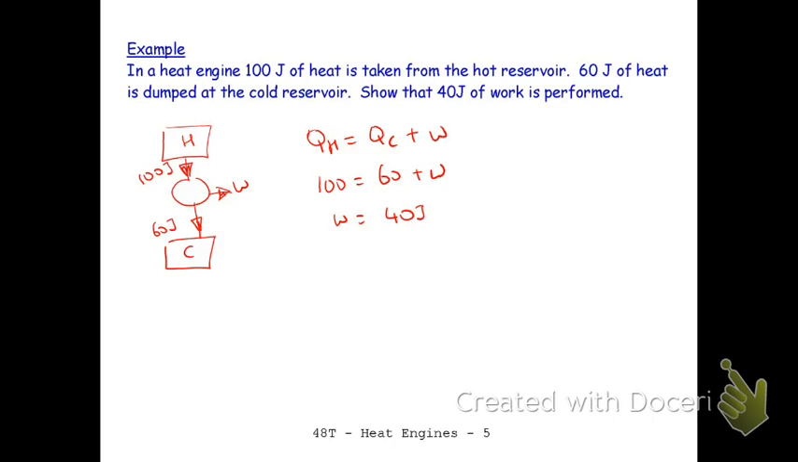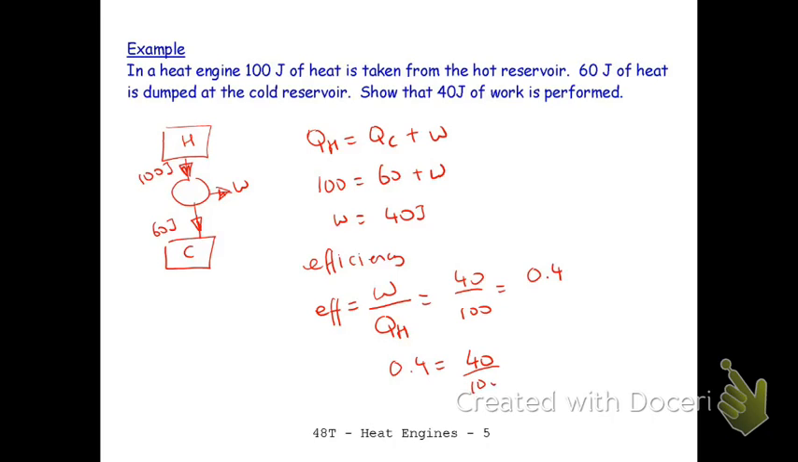Let's also do the next bit on this question. What's the efficiency? Efficiency is equal to what you get out over what you put in, which equals 40 over 100, which equals 0.4. And if I want, I can express that as 0.4 equals 40 over 100, which equals 40%. So don't get confused about saying it's 0.4%.